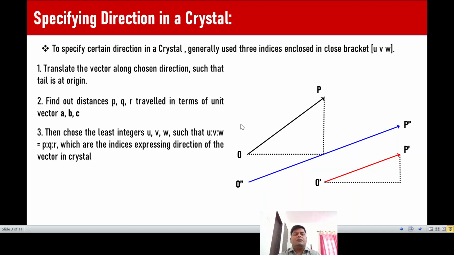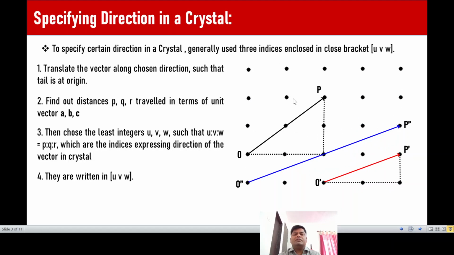For example, if the distances are 2a, 4b and 6c, then the least integers will be 1, 2, 3, so that the ratio u to v to w is kept the same as p to q to r. So these indices u, v, w express the direction of the vector in a crystal. Then the direction will be written in a square bracket with the indices u, v, w, which we have obtained in this process.